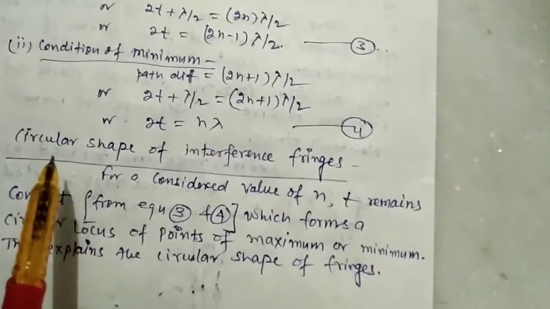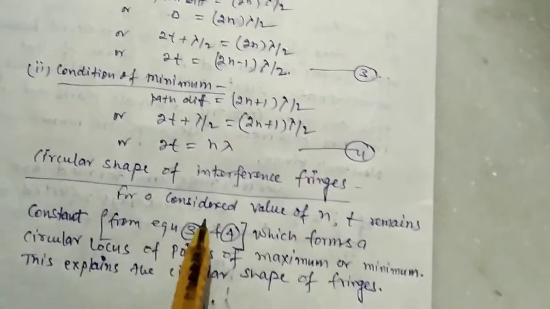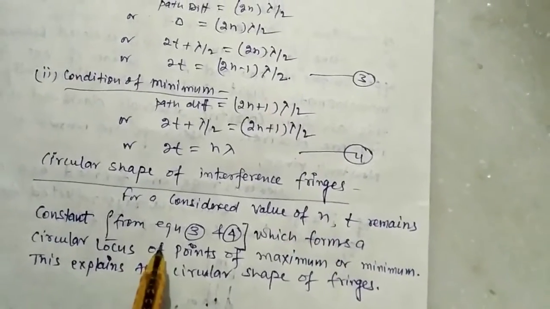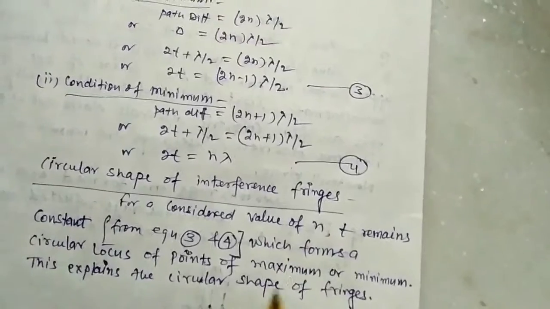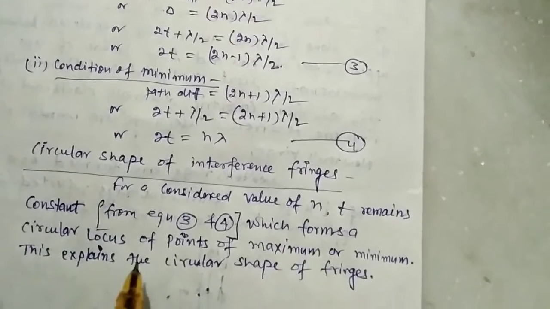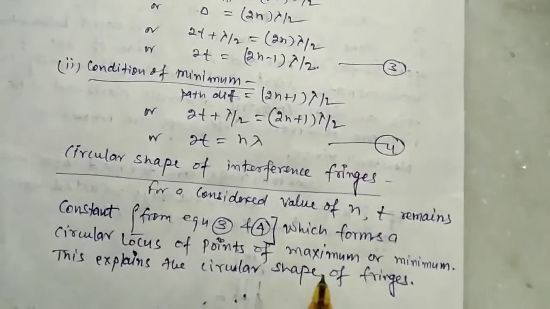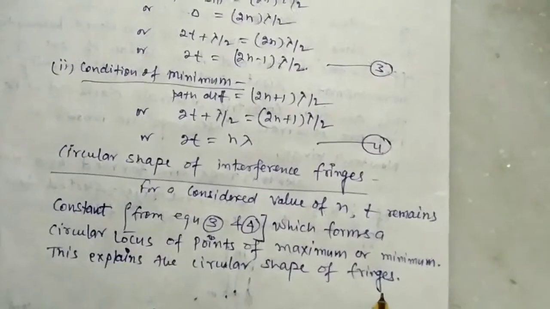Now, the circular shape of the interference fringes. For a considered value of n, t remains constant. From equations number 3 and 4, it is very clear that this forms a circular locus of points of maximum or minimum. This explains the circular shape of the fringes.